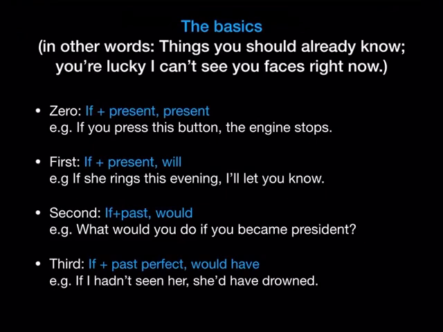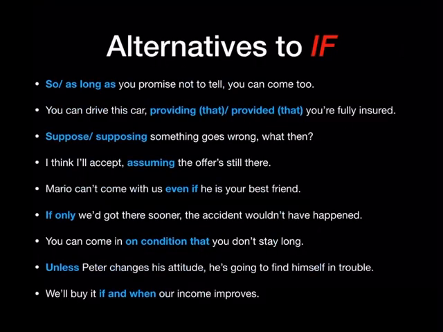Then we've got the second conditional, which is if plus the past, would. What would you do if you became president? And the third conditional, if plus past perfect, would have. If I hadn't seen her, she'd have drowned. So these are the basic formulas: zero, first, second, and third. And then we also have some alternatives to if. Now here we've got lots of examples.